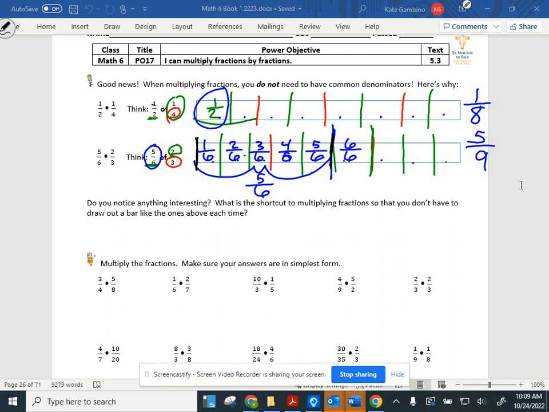How many of us know the rules, the shortcut to multiplying these fractions? Instead of drawing out our bar and breaking it up into the different ways, how did you learn how to multiply fractions last year?